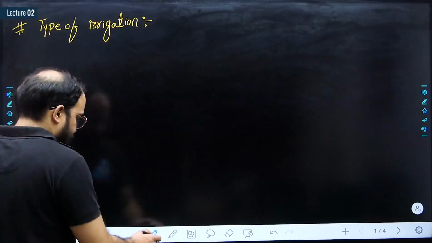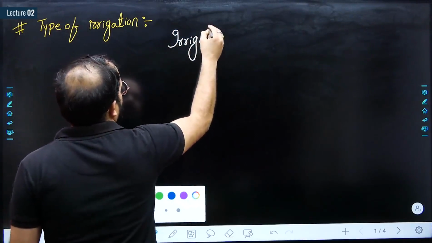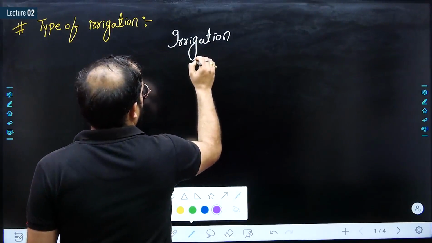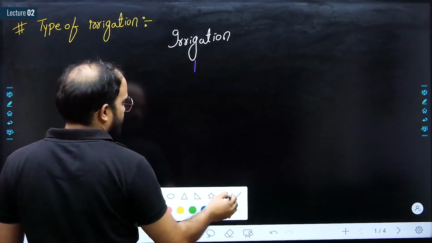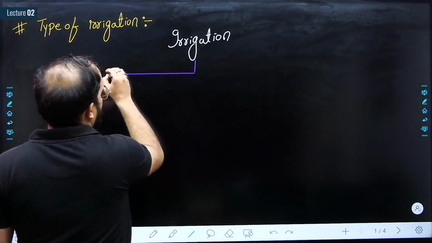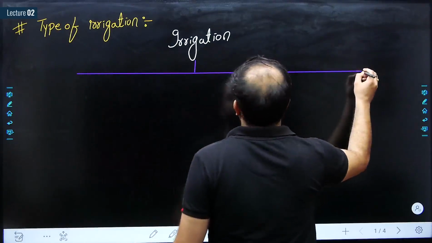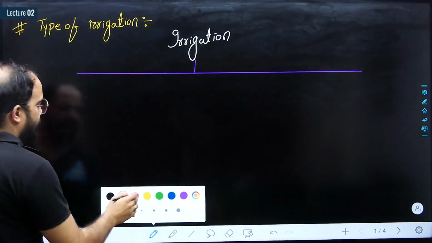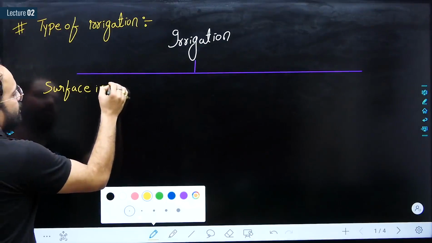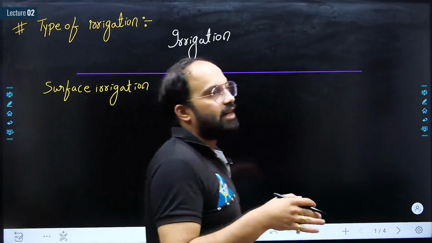So if I say this will be the irrigation, I can say that my irrigation can be divided into two types. Broadly I can classify this into two types. What are they? The first type will be surface irrigation, and second will be my subsurface irrigation. So what is surface irrigation? By the name itself, surface irrigation, when we irrigate the field on the surface.